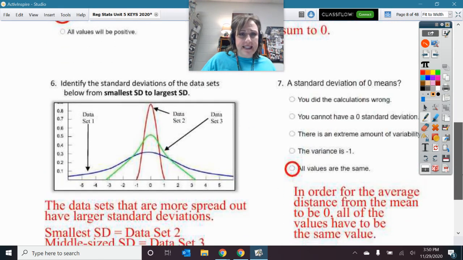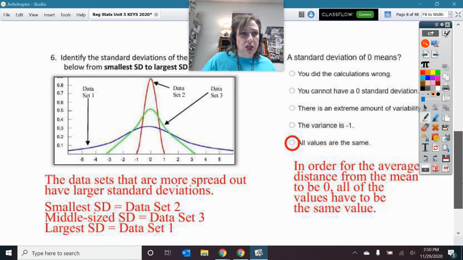Next, identify these standard deviations from smallest to largest. So smallest standard deviation, most closely clustered around the mean, that's your data set 2. And then middle would be this green one, that's data set 3. And then the largest, data set 1, more spread out, more varied, largest standard deviation. And then we've already discussed standard deviation of 0 means all of those values are the same, because the average distance from the mean is 0. Every piece of data is the mean so that there's 0 away from the mean.